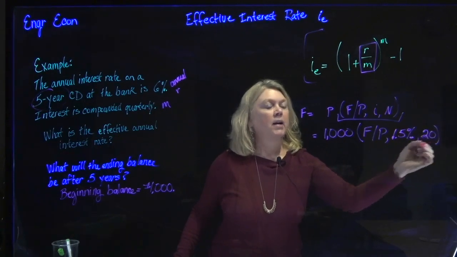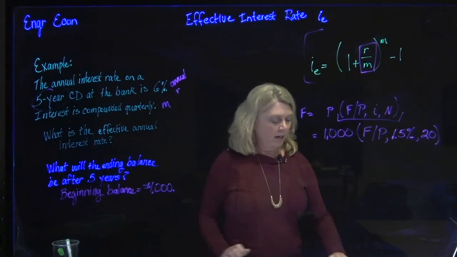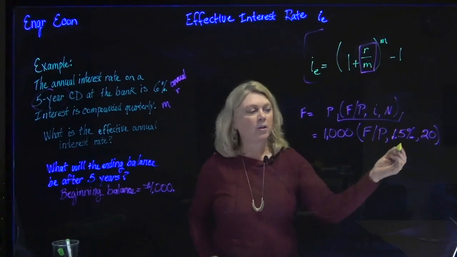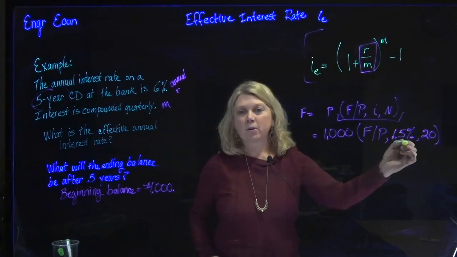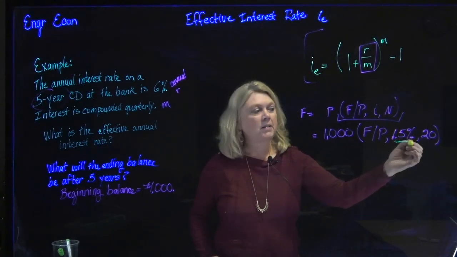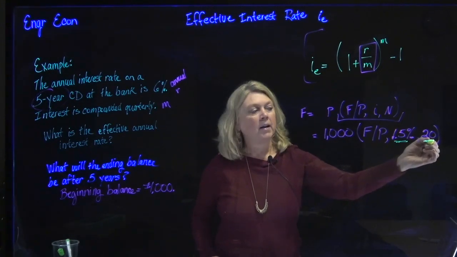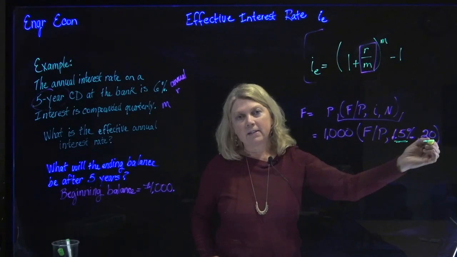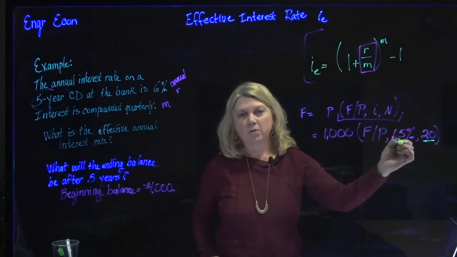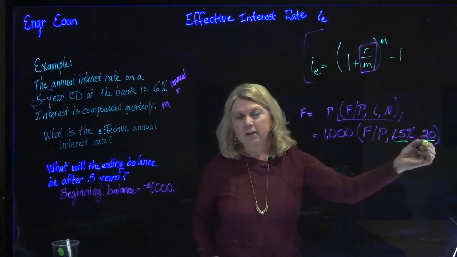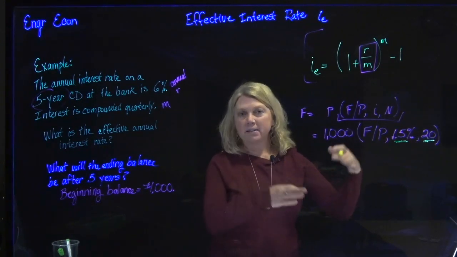for 20 compounding periods, right? So right here is where you need to be sure that you're on the same basis. The interest rate needs to be on a quarterly basis, and then you need to have the number of periods of quarters that there are in this CD. So make sure that the interest rate and how you're measuring the interest periods is on the same basis.